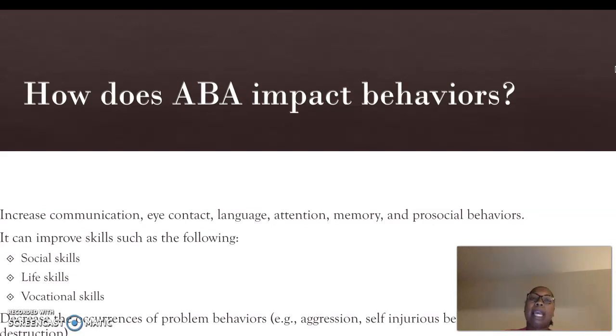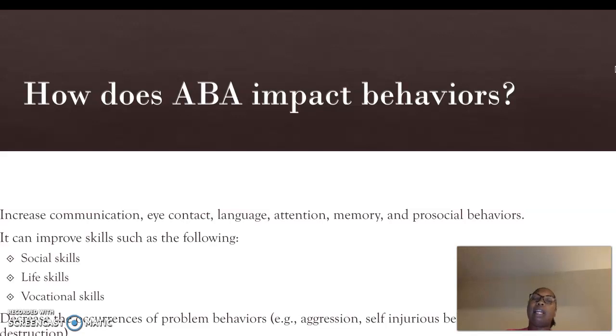So, how does ABA impact behaviors? It can increase communication, eye contact. It can even increase language skills, attention, memory, such as retaining or recalling past events. And it can increase pro social behaviors. It can also improve skills such as social skills, life skills, and vocational skills.